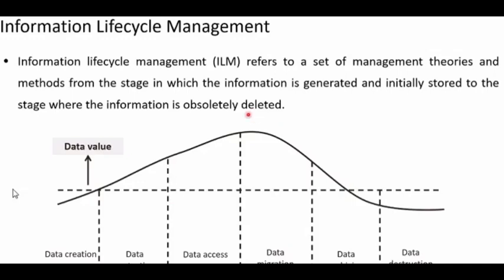Information lifecycle management, or what they like to call ILM. This refers to a set of management theories and methods from the stage in which information is generated and initially stored to the stage where information is deleted. You don't have to put absolutely deleted, but yeah, deleted itself. So basically the life cycle of information is: you have data creation, you create the data, then you have some kind of protection on the data, and then you have some kind of access method, migration, archiving, and destruction, right?